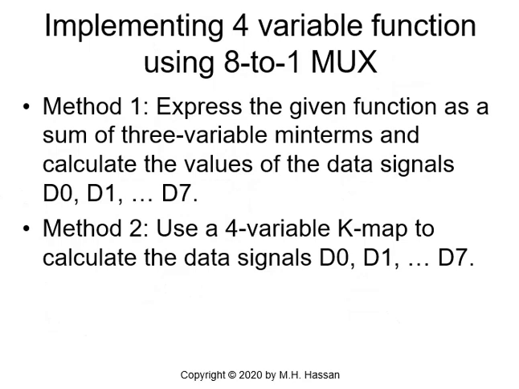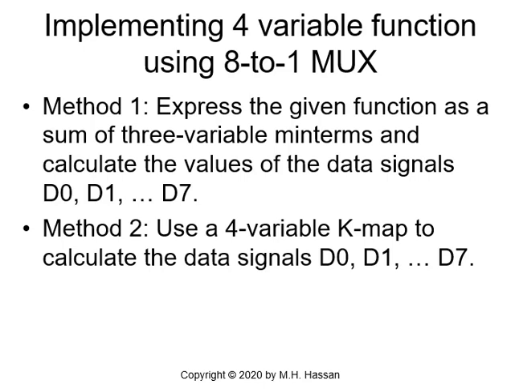Now, let's repeat the problem with a more complicated case. Here we are using a 4-variable function. We would like to implement a 4-variable function, but we are using an 8-to-1 multiplexer. So there are two methods. We can express the given function as a sum of 3-variable minterms for the select lines, because in the 8-to-1 multiplexer we have 3 select lines, S2, S1, and S0. So we'll express the function as a function of minterms, but the minterms of the 3 variables for the select lines.